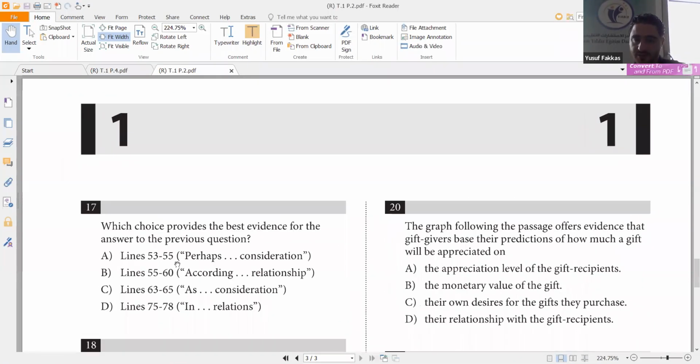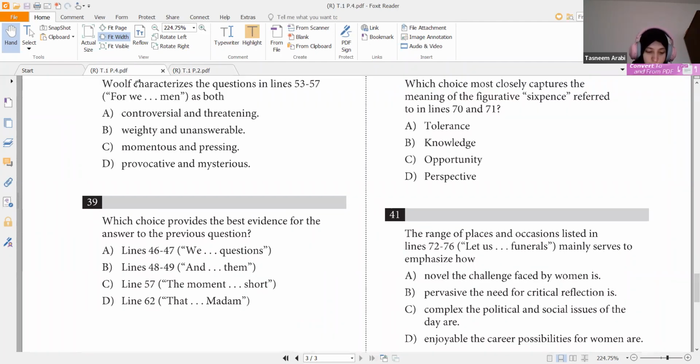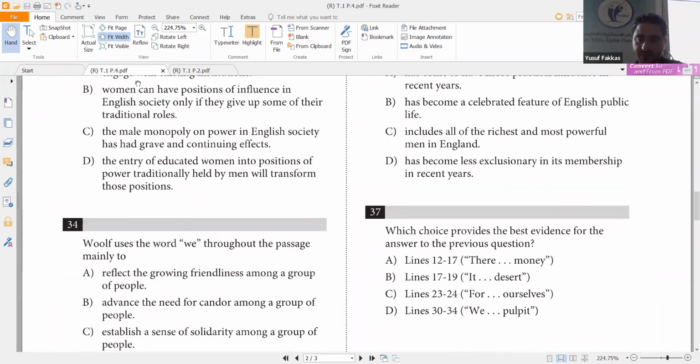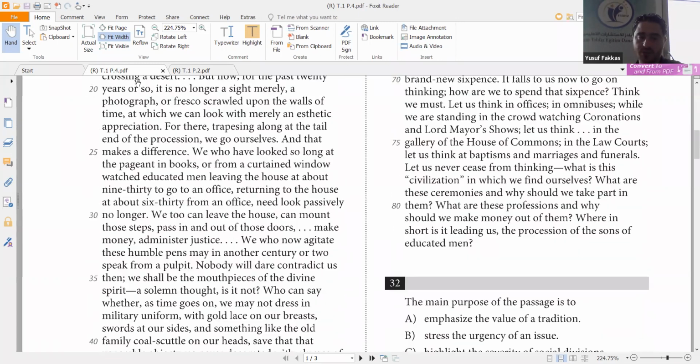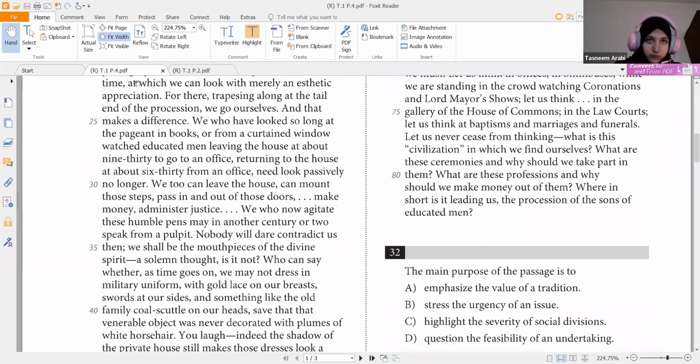Can I ask a question? Yep. For number 37, why didn't we say that the evidence is D? Yeah. So let me tell you. 37, the answer is D, right? 34, what is it? What are these lines saying? We too can leave the house, can mount those steps, pass in and out of those doors, make money, administer justice. We who now agitate these humble pens may in another century or 2 speak from a pulpit.